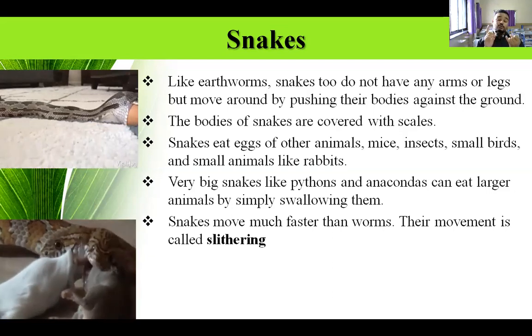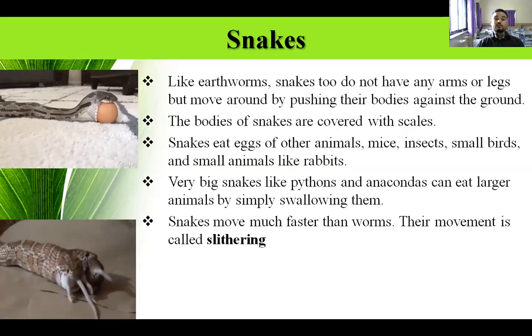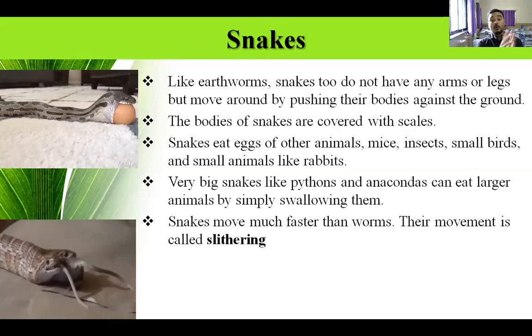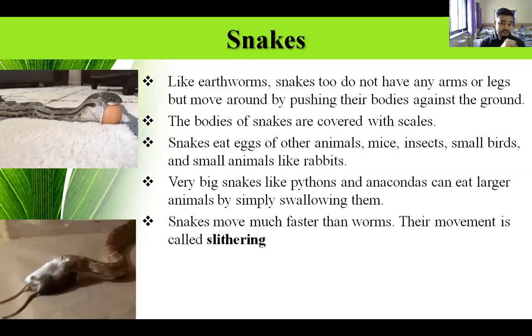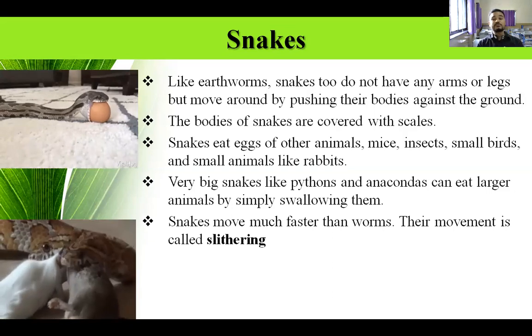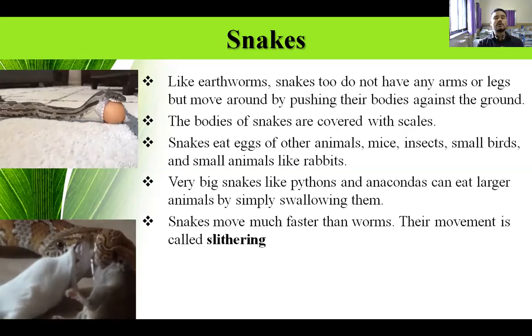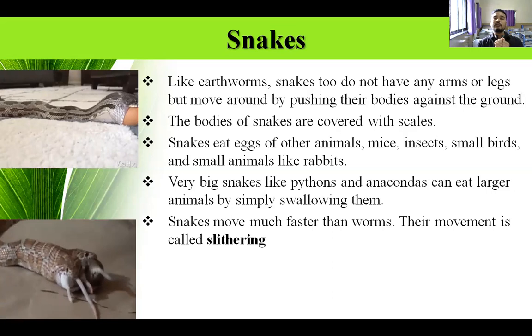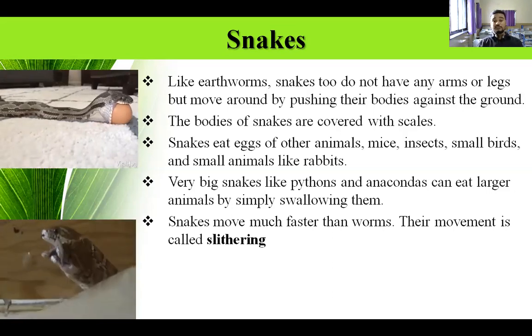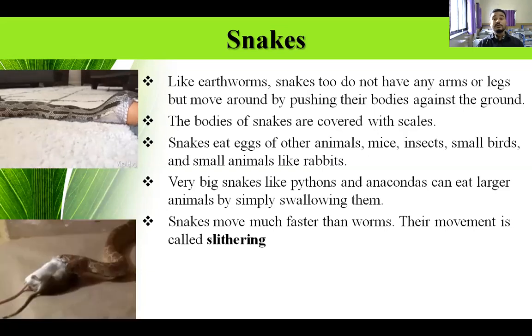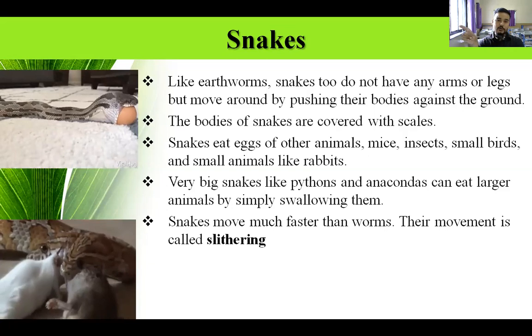So what do they actually eat? Snakes eat eggs of other animals. They eat mice. They eat insects. They eat small birds. They eat small rabbits also, and all small animals can be eaten by snakes, and their body is quite slimy, quite long.